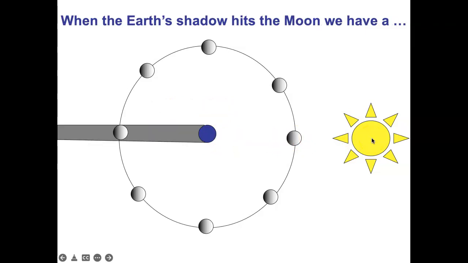Over here, where the moon is on the opposite side of the Earth from the sun, and the moon is passing into the Earth's shadow, you get a lunar eclipse. What phase is the moon in now? Well, if the moon is on the opposite side of the Earth from the sun, that's a full moon. So lunar eclipses always happen during a full moon.